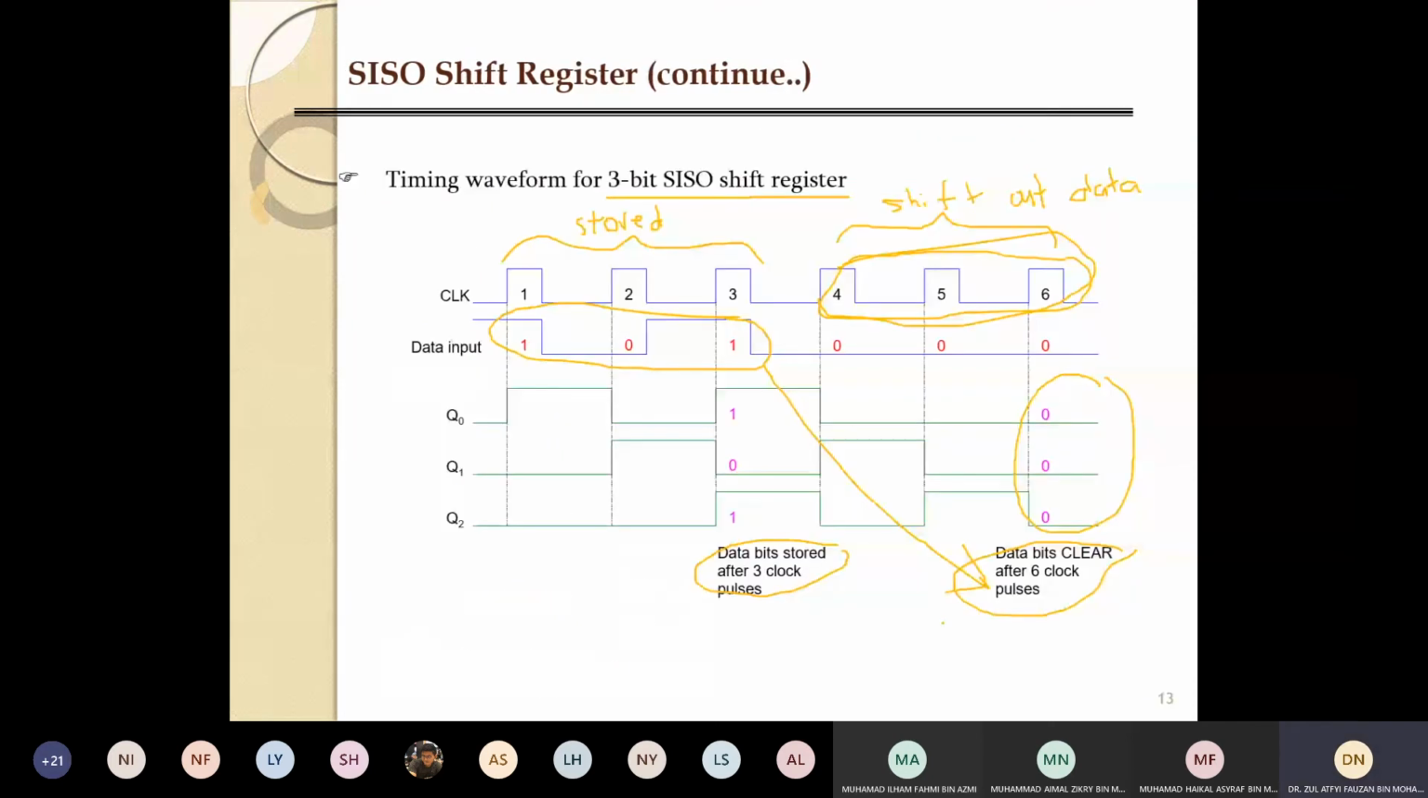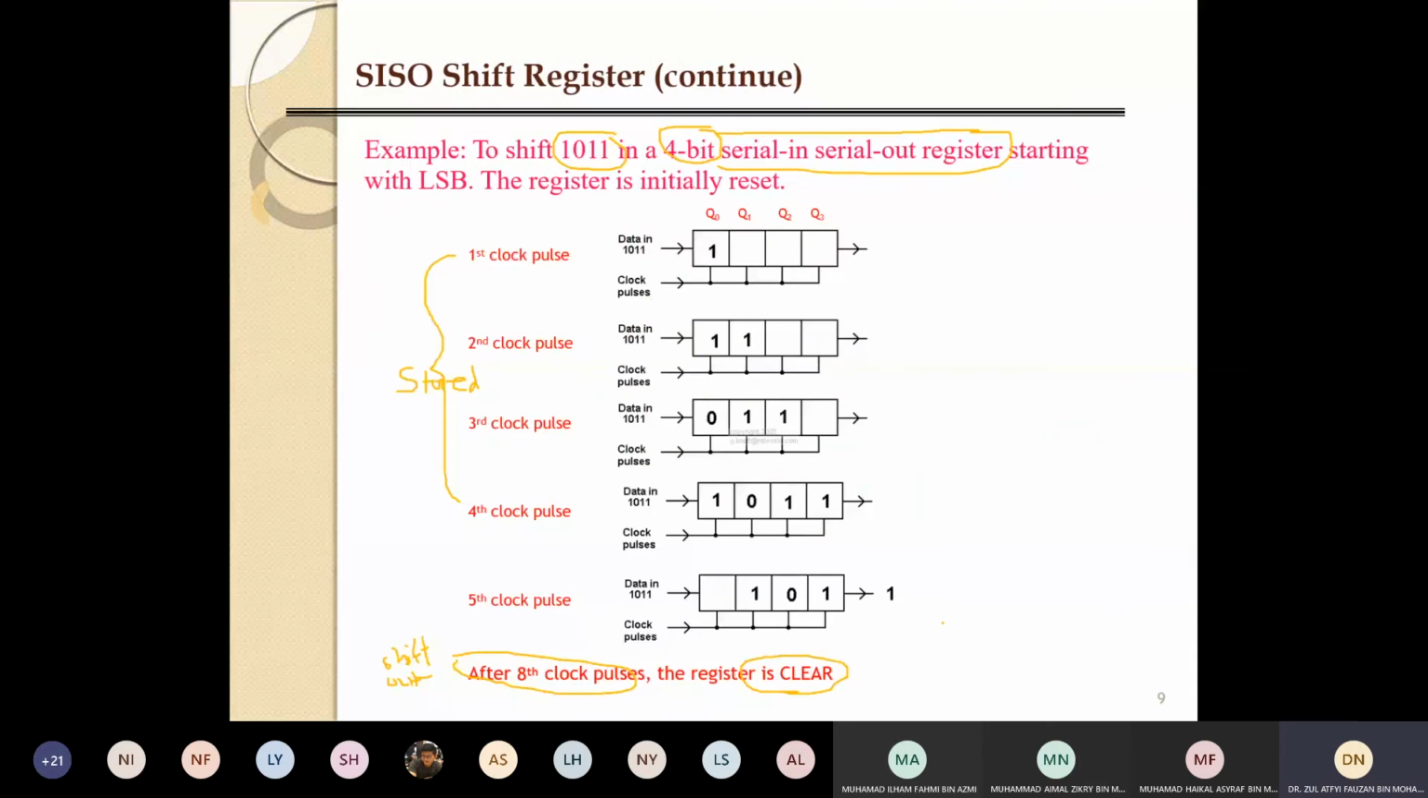So meaning that for 3-bit we require 3 clock to store and total 6 clock to shift out data. For 4-bit we require 8 clock to shift out data or clear the shift register. For 5-bit SISO, we require 10 clock pulses to shift out the 5-bit data and also to clear the shift register. Okay, simply like that. So you just times 2.